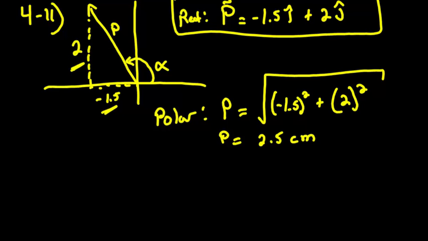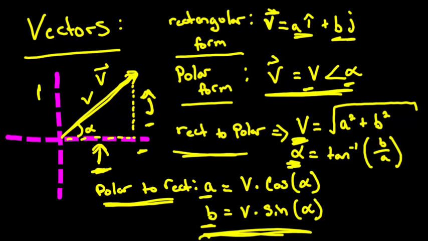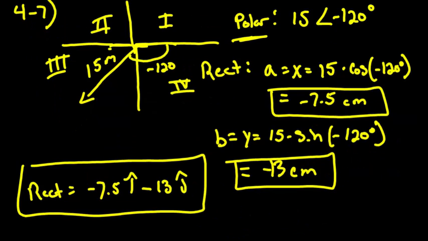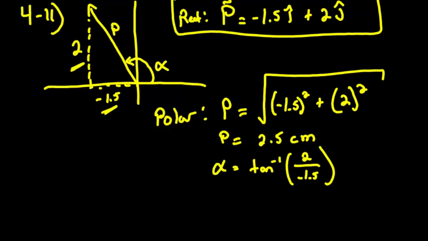Now if we want to find the angle alpha, it is equal to the inverse tangent of the y component, 2, over the x component, negative 1.5. And we know this from the first slide right here: b, which is the y component, over a, the x component. Now, by plugging this into our calculator, we get the following answer.